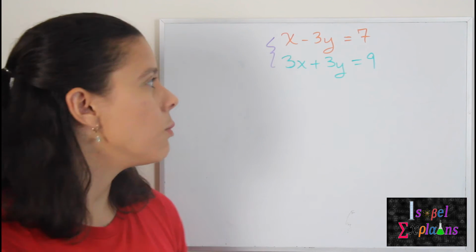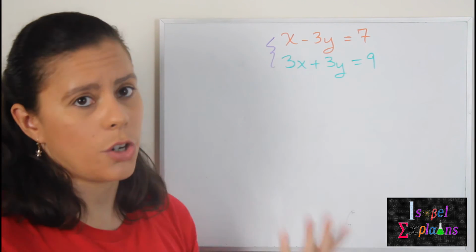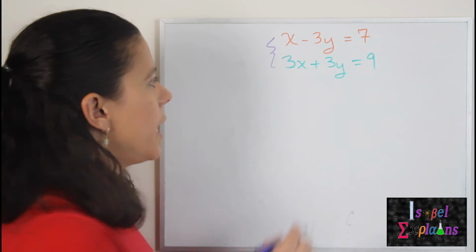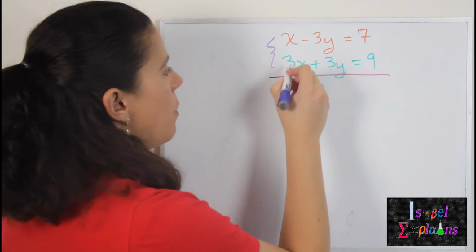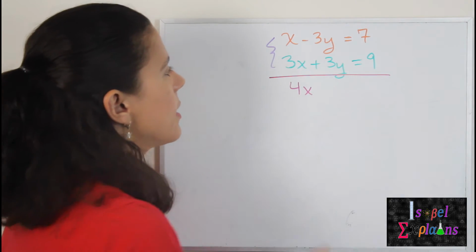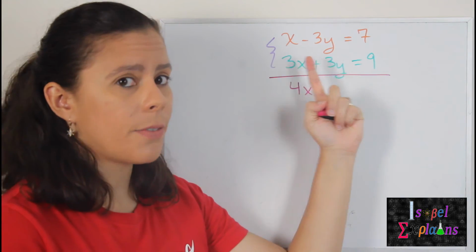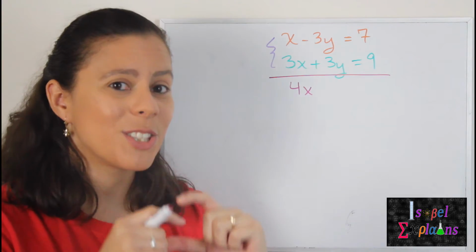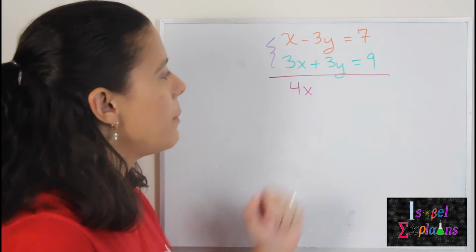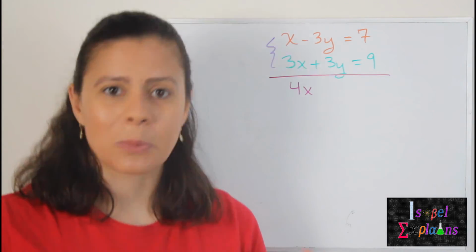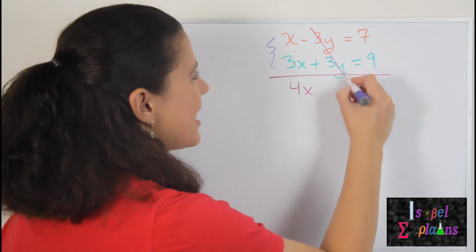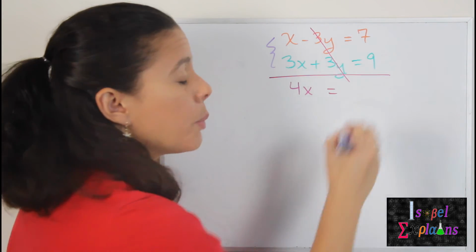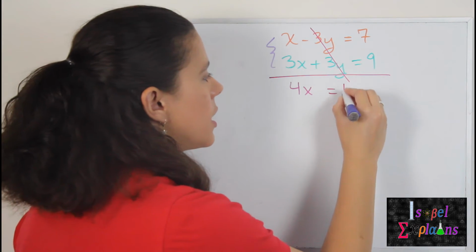How do we do that? Well, we just add up the like terms. That's all we're going to do. So when I add x plus 3x, I am going to end up with 4x. And when I add negative 3y plus 3y, guess what? That is 0. Because I'm actually eliminating this. That's why it's called the elimination method. So this gets eliminated. And 4x is just going to be equal to 7 plus 9, which is 16.